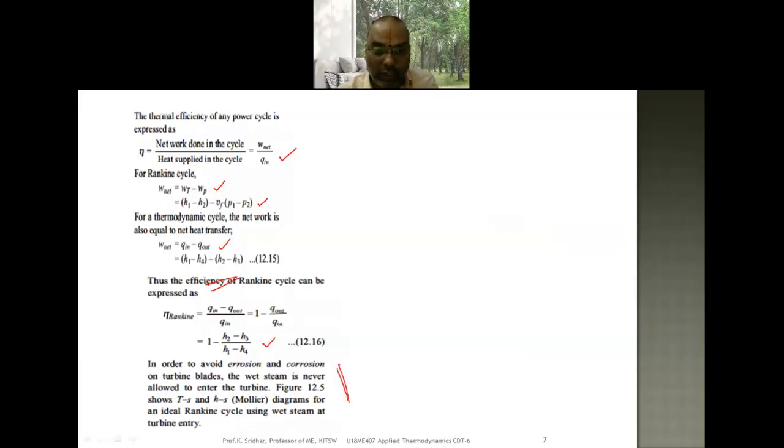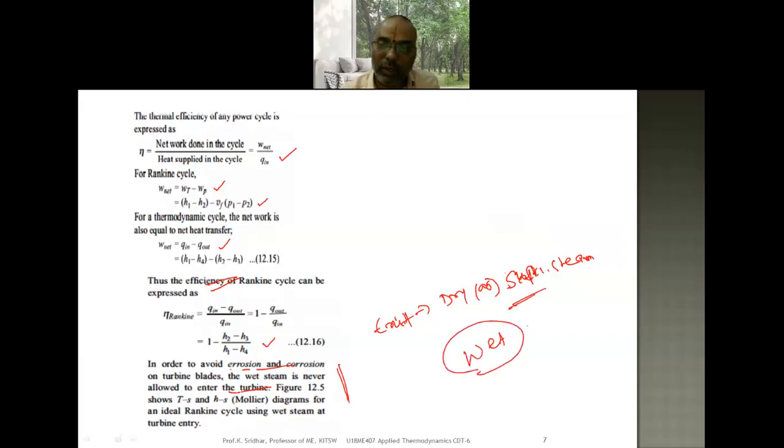In order to avoid erosion and corrosion of the turbine blades, wet steam is never allowed to enter into the turbine. That is, at the exit of the boiler, preferably it is always dry saturated steam or superheated steam that is basically allowed. If wet steam is leaving the boiler, then it poses all these particular problems of erosion and corrosion.